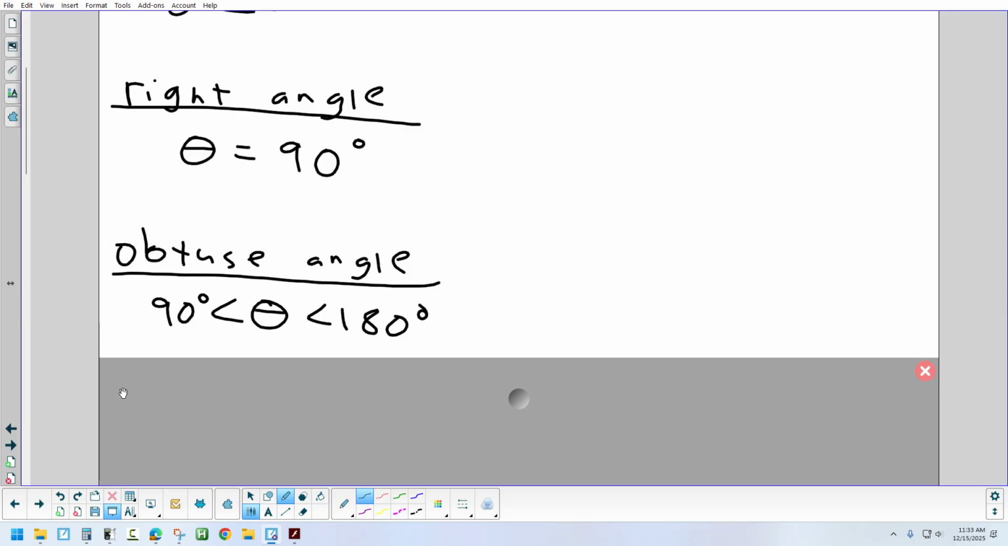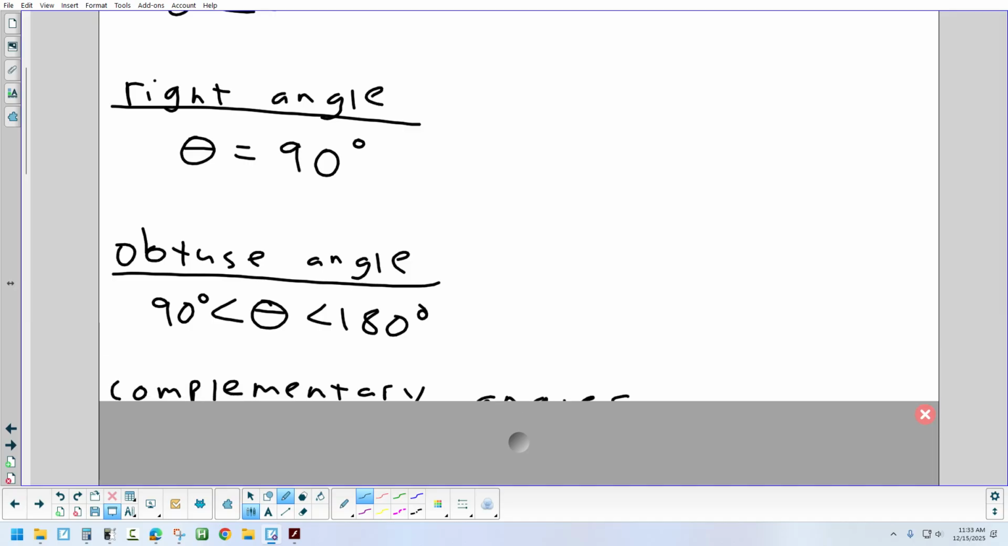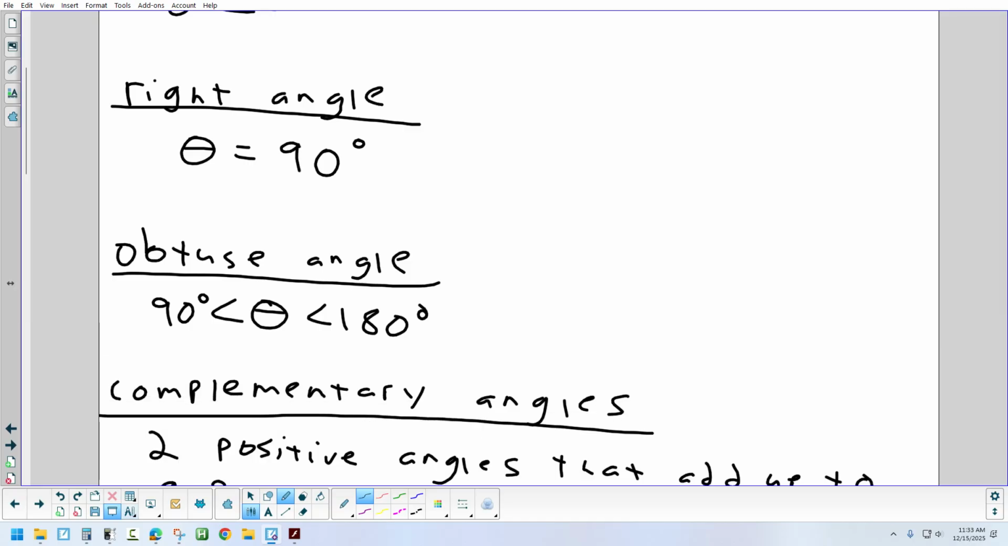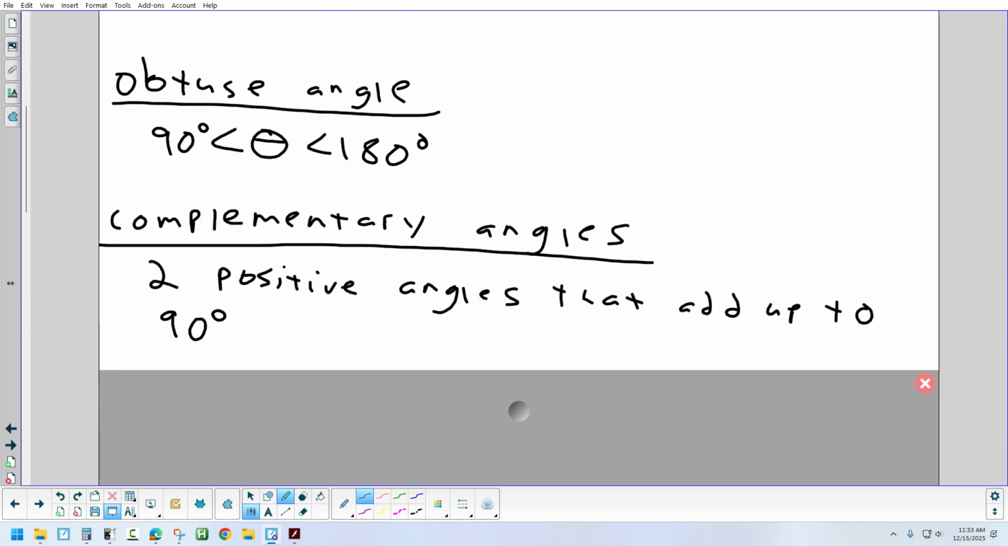Remember that? A pair of angles that adds up to 90. Yep, complementary. And the angles do have to be positive. So if you had negative 10 and 100, well, negative 10 and 100 add up to 90, but they're not complementary.